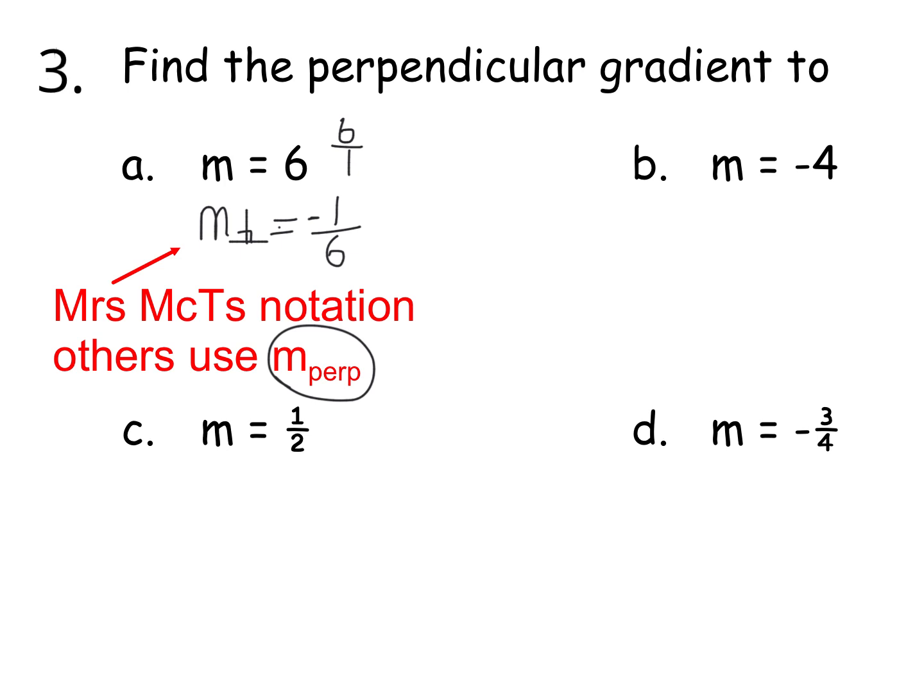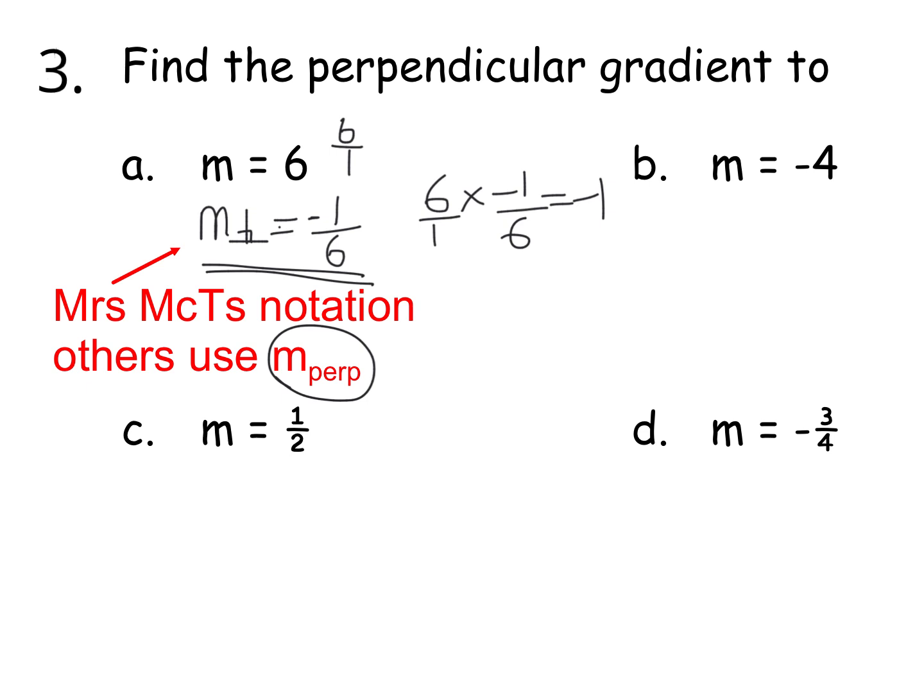And if you were to then go multiply these, remember 6/1 times -1/6 will give you -1. Okay, so here is my perpendicular gradient. Essentially what I've done is I've thought it was a 6/1, I've flipped it and I've changed the sign.